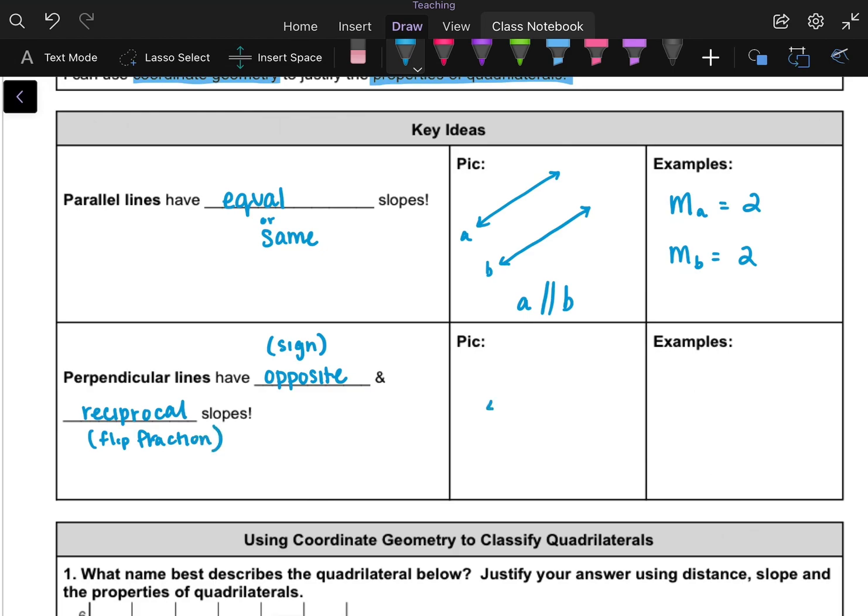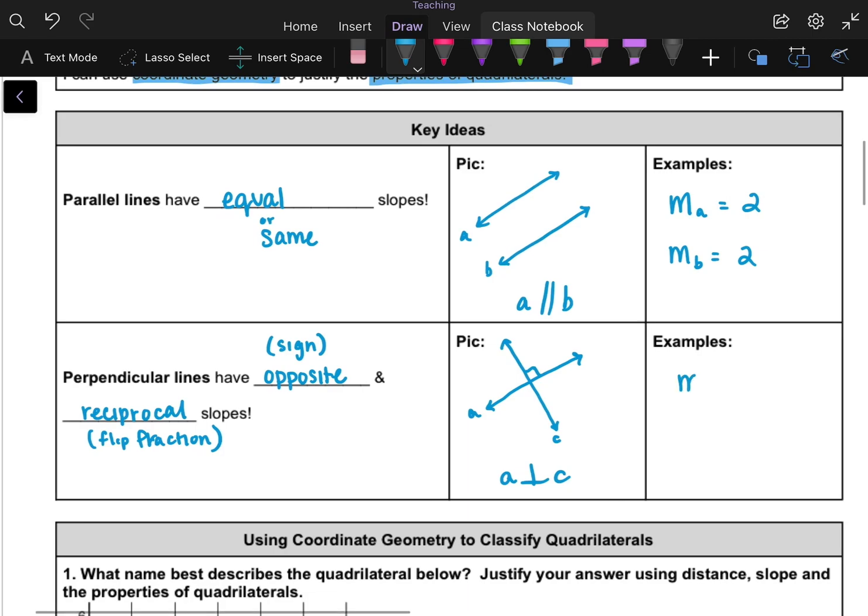So let's take a look at an example here. If we have lines A, and then we'll call this C here, line A is perpendicular to line C if they make that 90-degree angle where they intersect. So if, again, the slope of line A is equal to 2, then the slope of line C is going to have to be opposite. So instead of positive, it's going to be negative, and then it's the reciprocal.